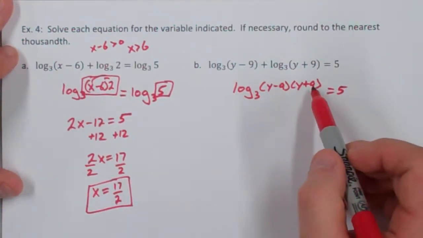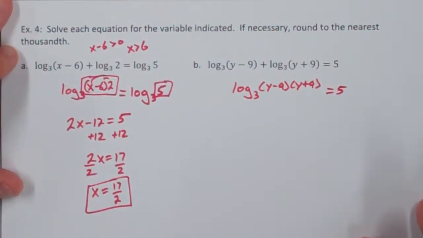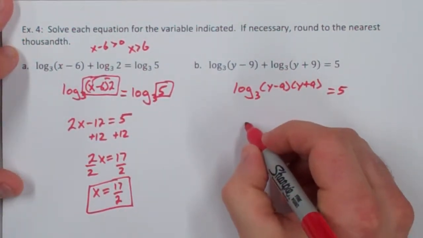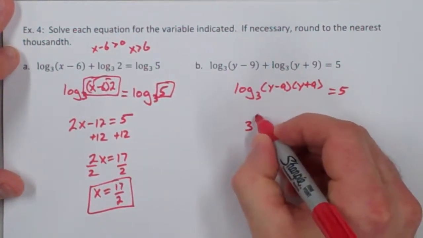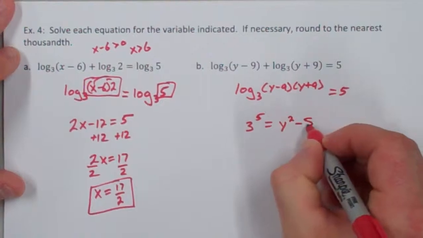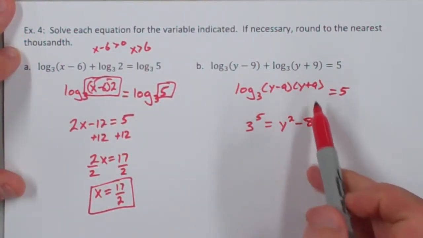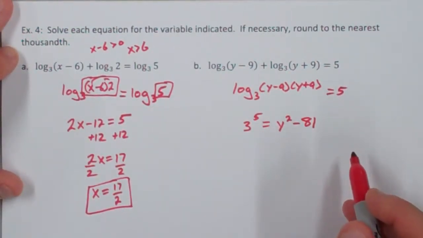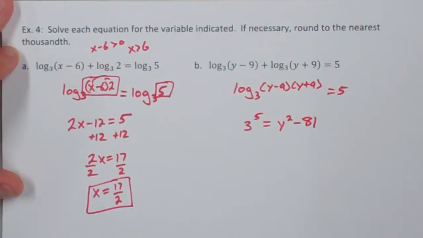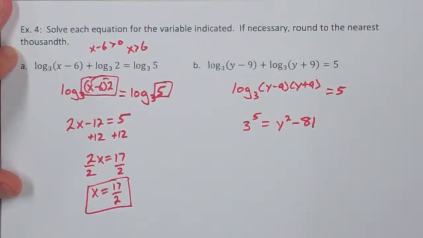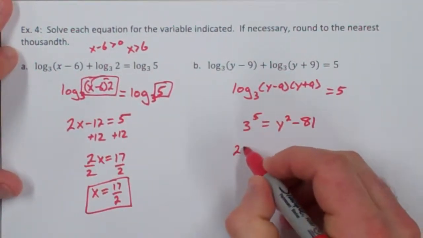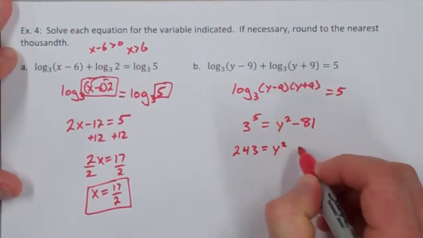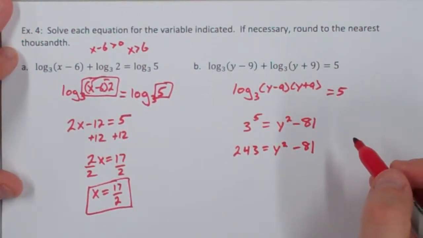If we go ahead and FOIL this out, or perhaps you might notice that this is a difference of 2 squares. So we're going to write this as 3 to the 5th power is equal to y squared minus 81. Again, if you want to, you can FOIL this out. You're going to find it's y squared minus 81, a difference of 2 squares. 3 to the 5th power, well, that would be 3 times 3, which is 9, times 3, which is 27, times 3, which is 81, times 3. That should be 243. That's equal to y squared minus 81.